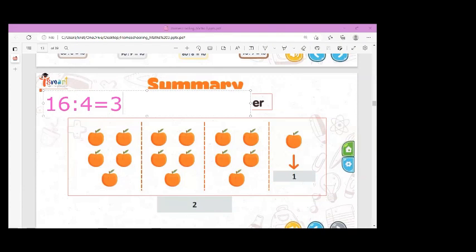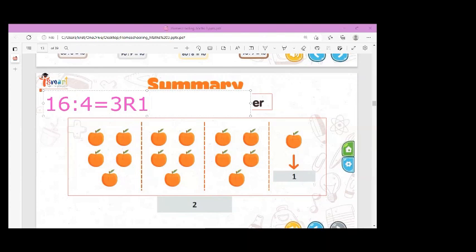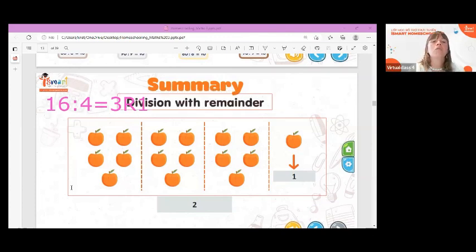No. Equals 4. Divided. Really? No. Divided 3. No. With the remainder of? Remainder 1. There we go. Good. All right. So we will always have a remainder. When we are dividing, we need to use equal parts.